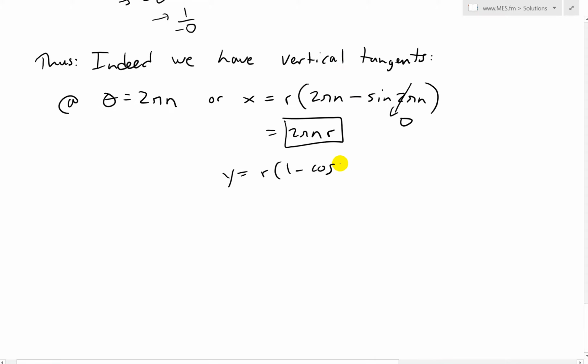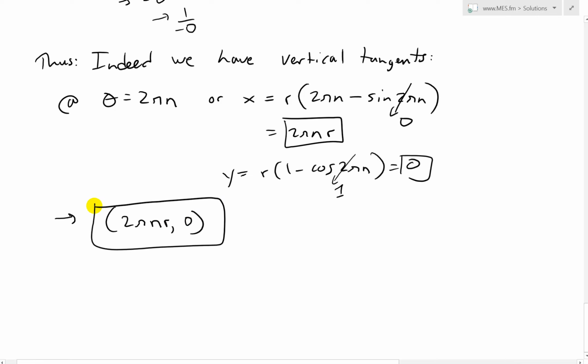This is 1 minus cosine 2 pi n, which again, all of these ones were going to 1. So this is approaching 1, 1 minus 1 is just 0. So those are just the 0 points, like that. In other words, we have it at (2 pi n r, 0), where n is just an integer, like that. N equals to integer.